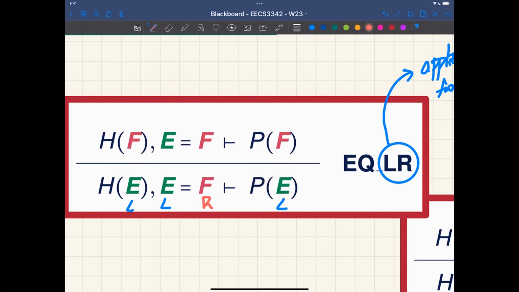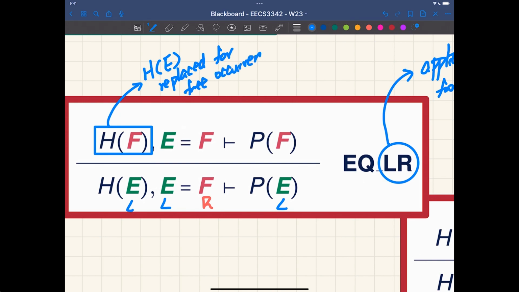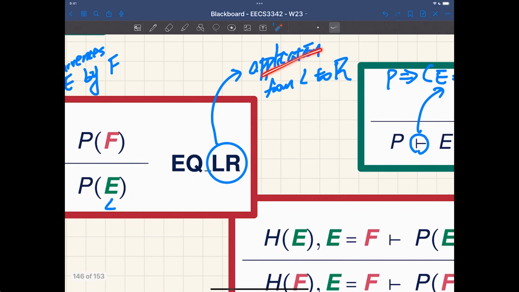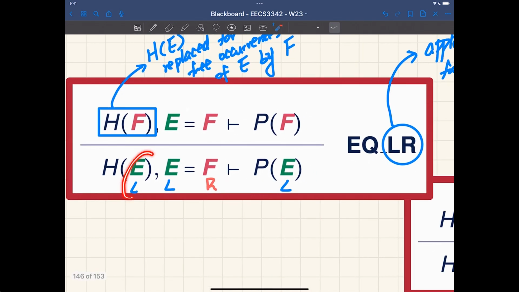Okay? So you can think about this part over here is about H of E, replaced for free occurrences of E by F. And similarly for this one here. And now you can see the way we do replace, that's really the application I'm talking about, the replacement. We'll basically go from the left to the right. And also here, from left to right. From left to right. All right? That's the EQLR. But of course, we're going to see how to use it.